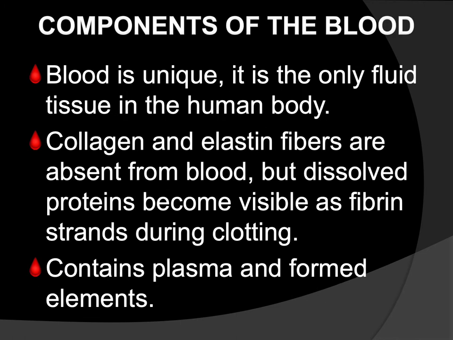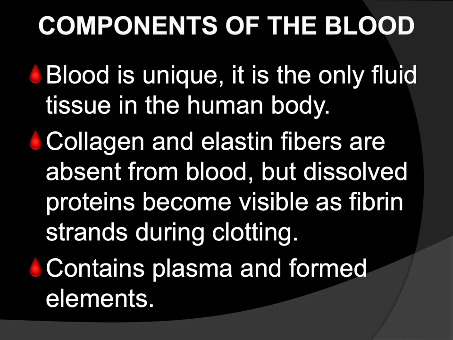The components of blood: although it appears to be thick and homogeneous, the microscope reveals that it has both solid and liquid components. It's unique. It's the only fluid tissue in the human body. But the blood contains visible strands during clotting. This only happens when the dissolved proteins become fibrin strands. And again, that occurs after bleeding when clotting happens. But ideally, collagen and elastin fibers are absent from the blood. It contains plasma and formed elements.